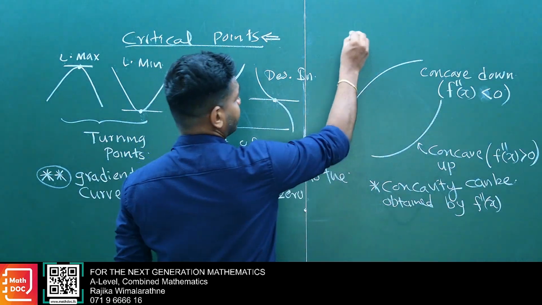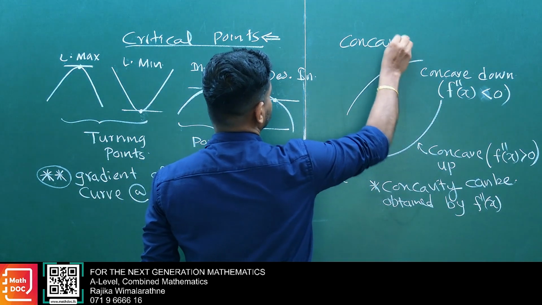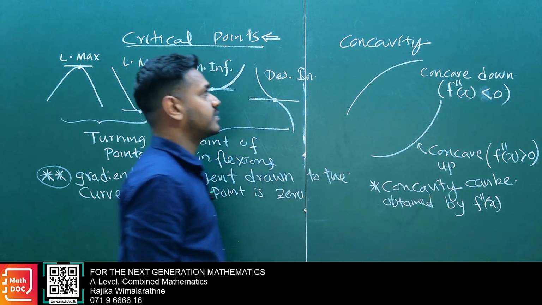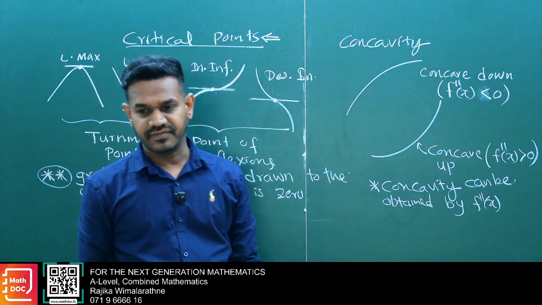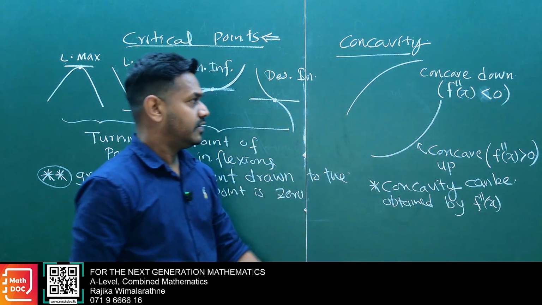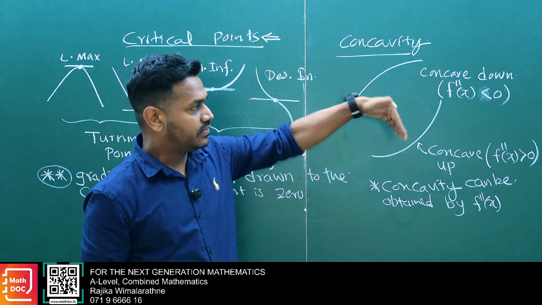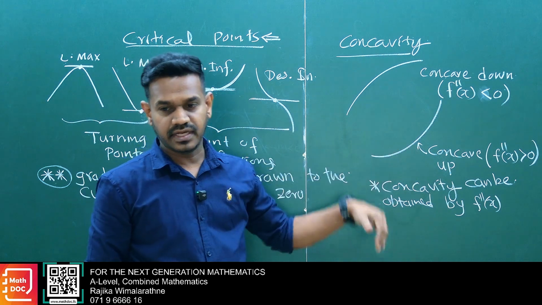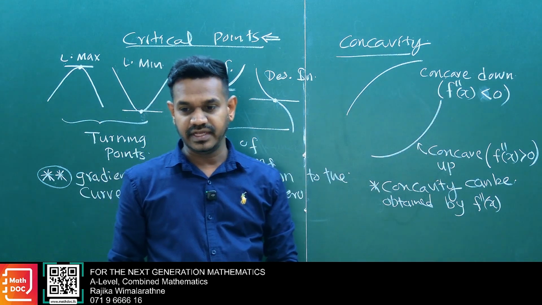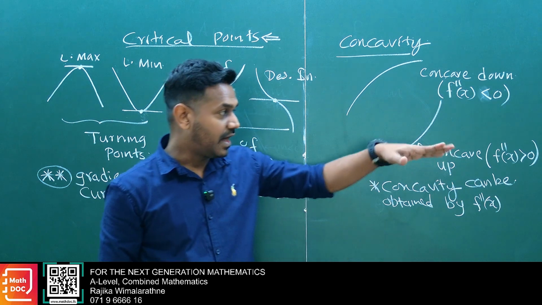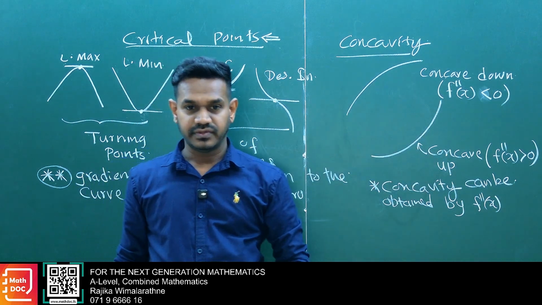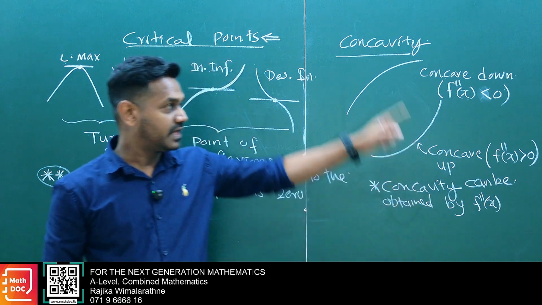Put that on as well. Concavity. Here concave down, here concave up. Concave up we obtain by second derivative, concave down also we can obtain by second derivative. Up case positive second derivative, down case negative second derivative. Okay, put them.